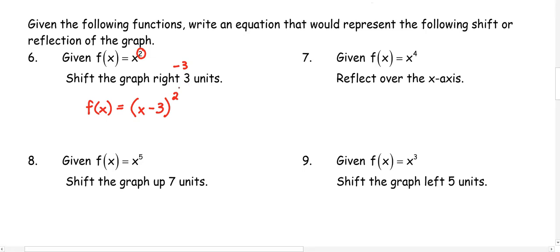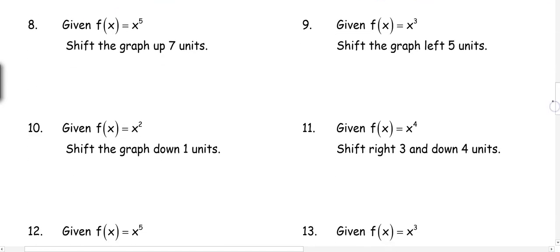Number 7, given f of x equals x to the fourth, reflect over the x-axis. Remember when you reflect over the x-axis, we multiply by negative 1. So we have f of x equals negative 1 times x to the fourth. We don't need parentheses because we're not moving left or right. Number 8, given f of x equals x to the fifth, shift the graph up 7 units. So we have f of x equals, we leave x to the fifth because we're moving up 7, so we're going to add 7 at the end of our equation.